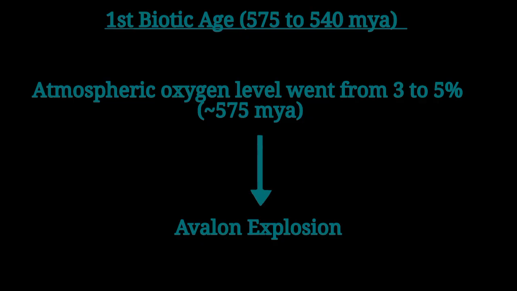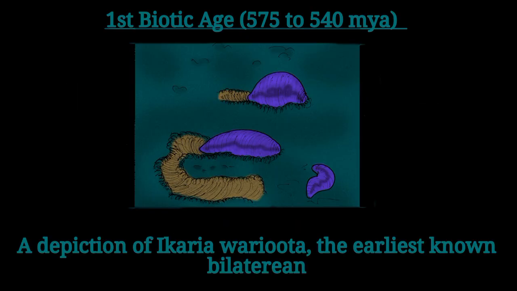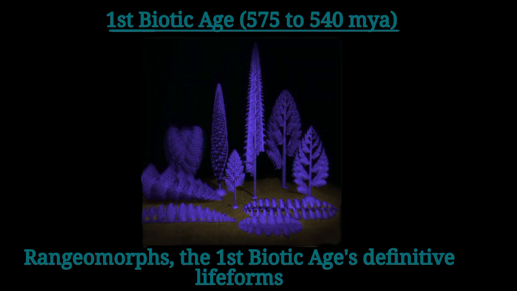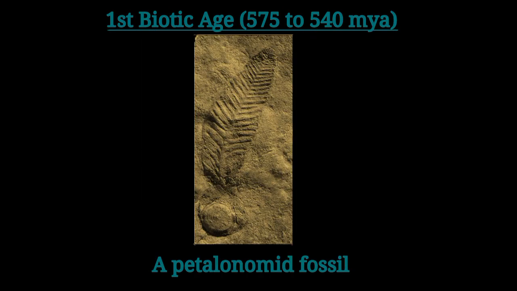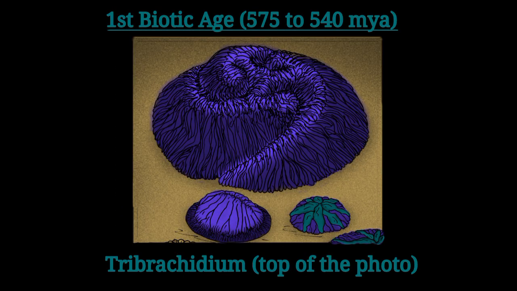In the deep oceans, the first bilaterians appeared, likely living as burrowing animals. Of particular note, however, was the emergence of the first frond-shaped organisms, such as rangiomorphs. They are the definitive life forms of the first biotic age. In rougher waters, frond-shaped organisms were represented by petalonamids. In these shallow depths, they coexisted with even more exotic forms, such as Dickinsonia and trilobozoans.